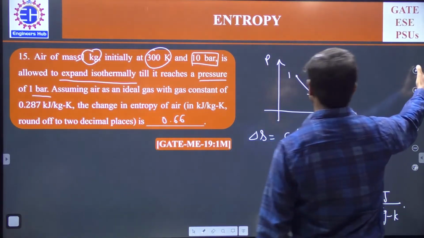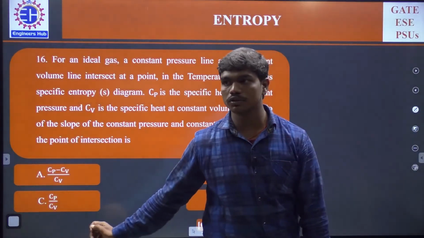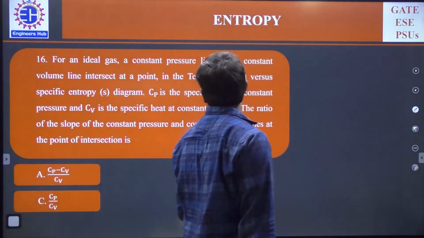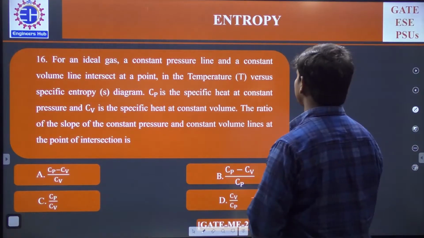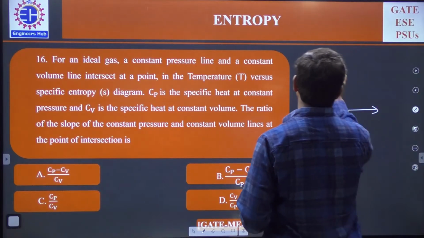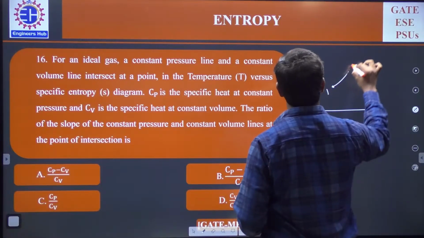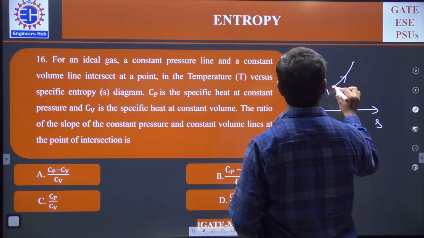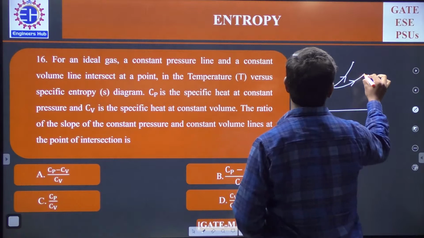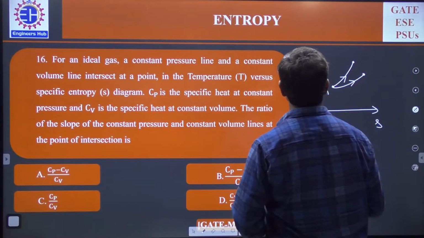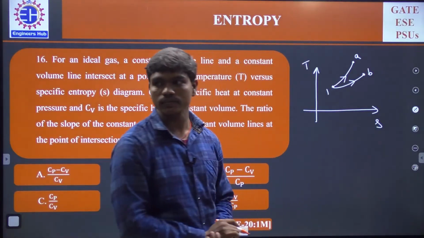We'll go for one last question, I think. Yeah, GATE 2020. So please see here, this question was asked in the GATE 2020 examination. So please see carefully. For an ideal gas, constant pressure lines and constant volume lines intersect at a point. Of course, we have seen for a TS diagram, from process 1, let us suppose this is the point where one line is a constant pressure process and one line is constant volume. So out of these two lines, 1A and 1B, tell me which is constant pressure and which is constant volume.